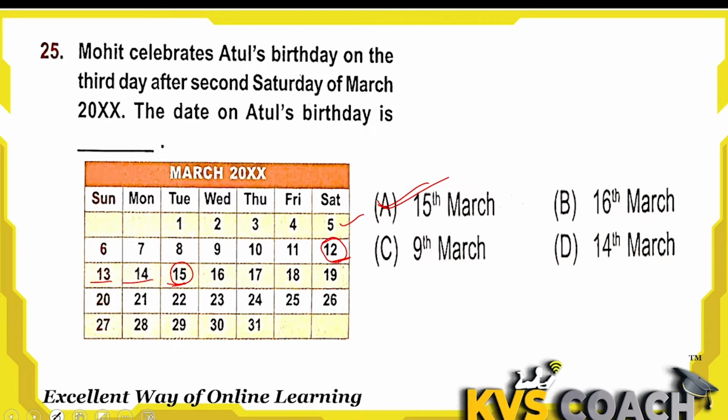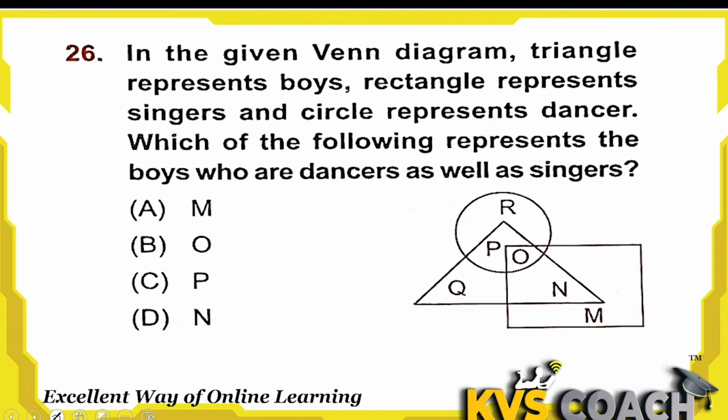Okay. The next question is, in the given Venn diagram, triangle represents boys, rectangle represents singers, and circle represents dancers. Okay. Triangle is boys. Rectangle is here, representing the singers, and circle is dancers. So which of the following represents the boys who are dancers as well as singers both? Okay, so inside the triangle there should be a circle also and a rectangle also, because boys who are singers as well as dancers both.